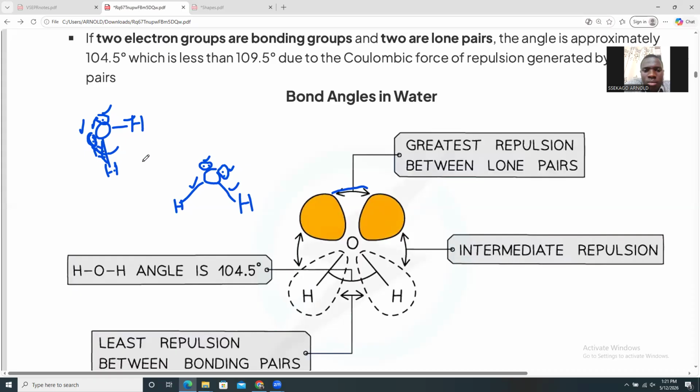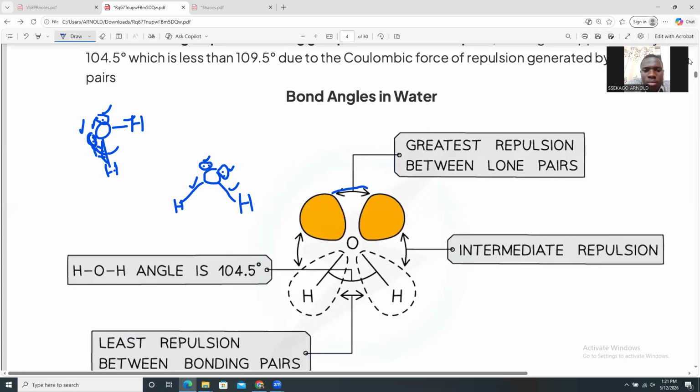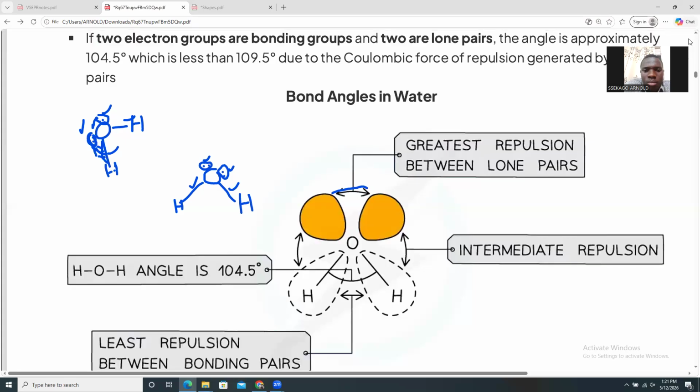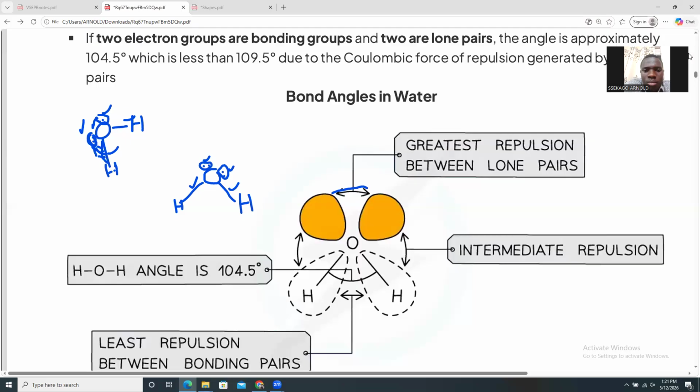So what have I said? For 4 electronic groups, we started with tetrahedral. Still for 4 electronic groups, we have seen trigonal pyramidal. Still for 4 electronic groups, we have seen the bent shape. Colleagues, it is important to know the type of geometry or shape which can be formed in each case. We are going to look at examples. I want to repeat that for 4 electronic groups, you can have tetrahedral, trigonal pyramidal, or bent shape.